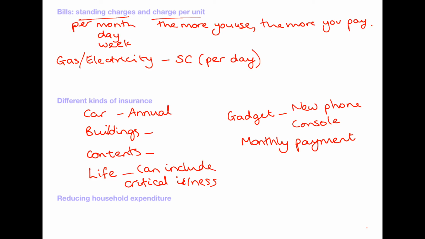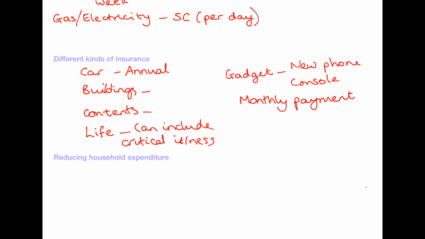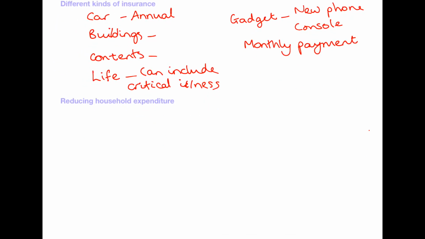Okay. Now, the last thing we need to look at is reducing household expenditure. So sometimes, when you look at how much money you've got just before payday, you might realise that actually that's not enough and you need to reduce what you're spending. So ways of reducing household expenditure, what would they be? How could you reduce the amount that you need to pay out every month? Well, there's different ways of doing it. You can cut back on spending.